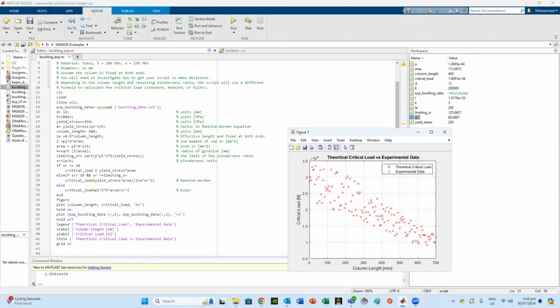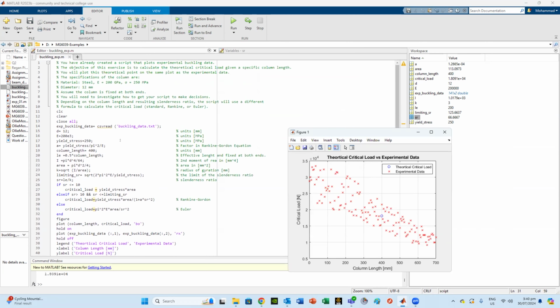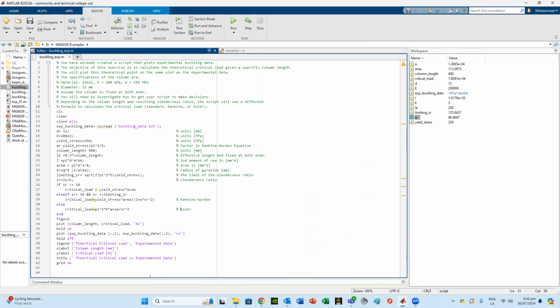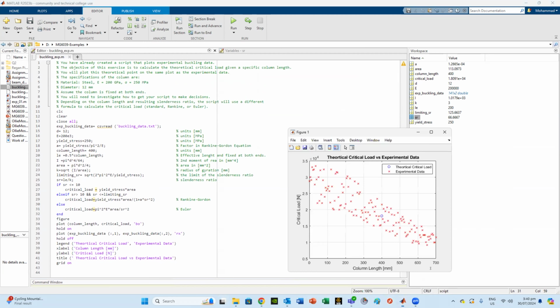So it's a very simple script, but it's showing a lot of how we can plot and present the result nicely, an easy script so people can follow.